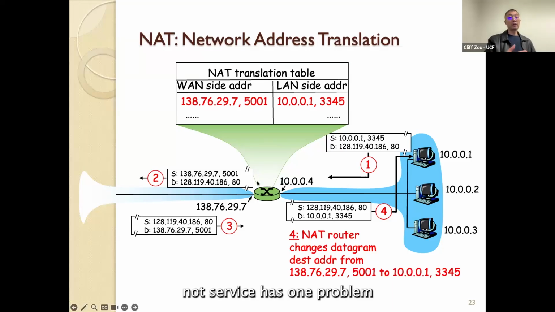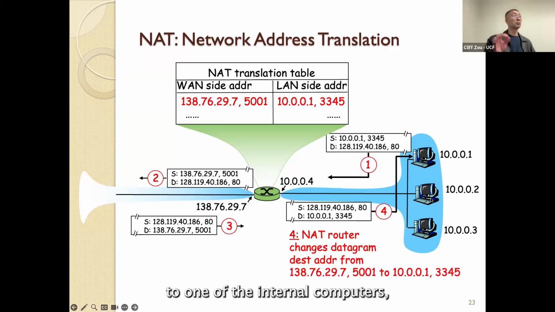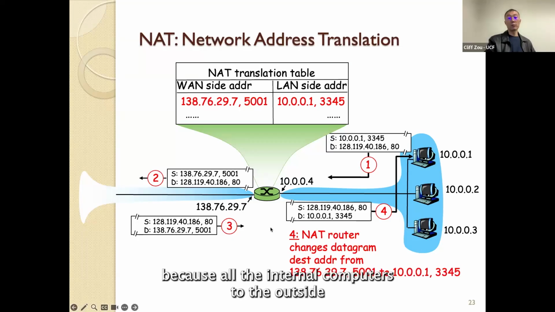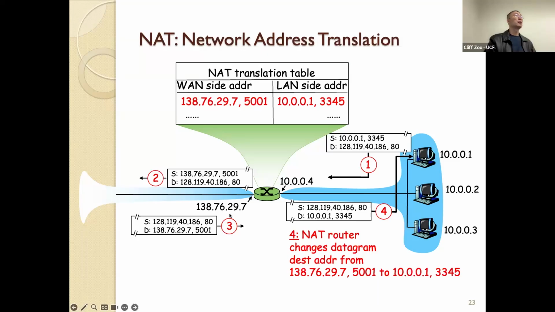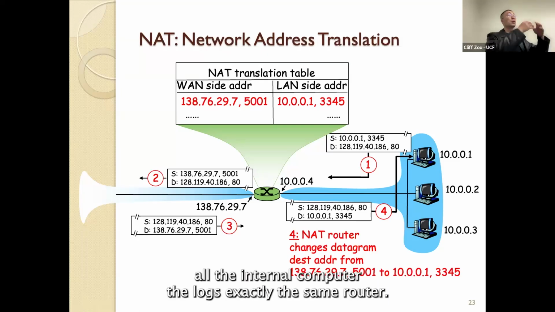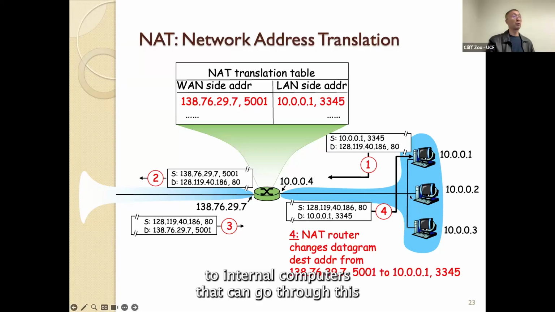However, this NAT service has one problem: it only allows a TCP connection to be initiated by an internal computer. It doesn't allow an internet computer to initiate a TCP connection to one of the internal computers, because all the internal computers, to the outside, have the same IP address. So from the outside point of view, all the internal computers look exactly the same to each other. So there is no TCP connection from the global internet to internal computers that can go through this NAT device.